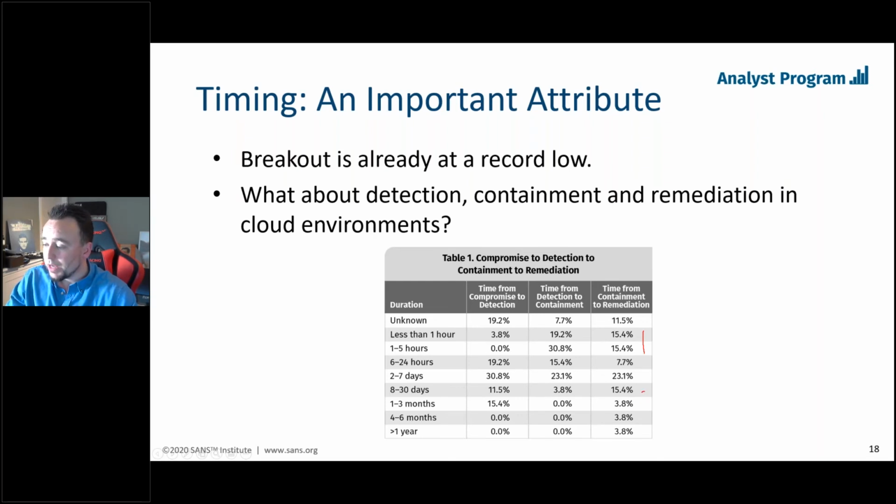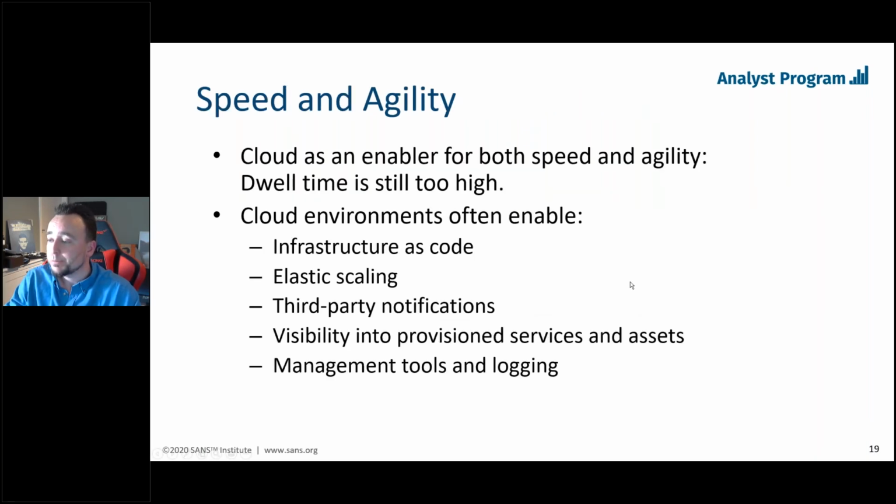As you can see here, we do have 8 to 30 days down here, 2 to 7 days down here. So there's still a lot of improvements to be done in terms of timing and speed. And I think the cloud is a good enabler here. Security orchestration, automation, and response is going to support these numbers getting lower, and so we can get faster. So speed and agility, infrastructure as code, containment and remediation through just redeploying, for example, and then patching, beautiful.